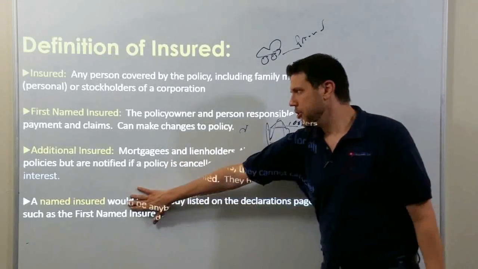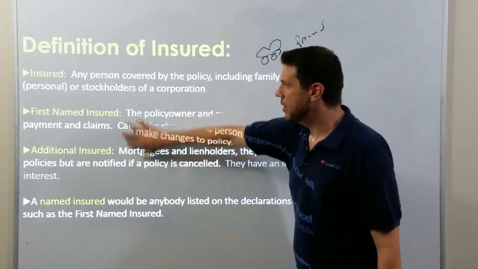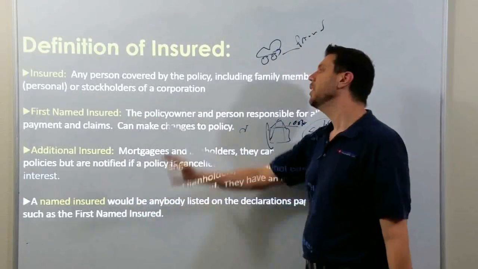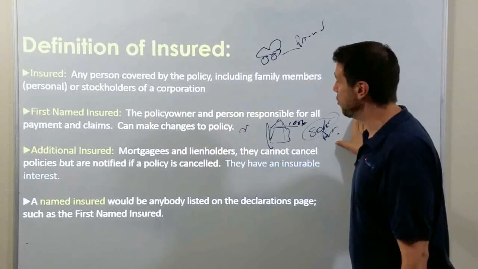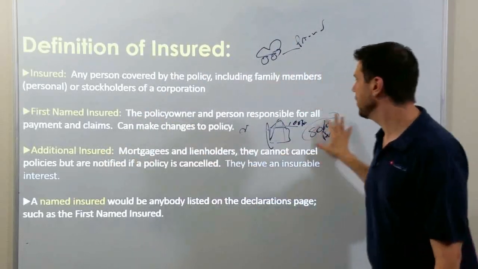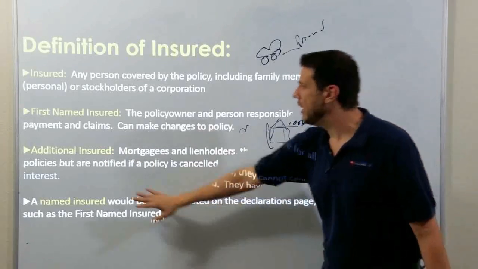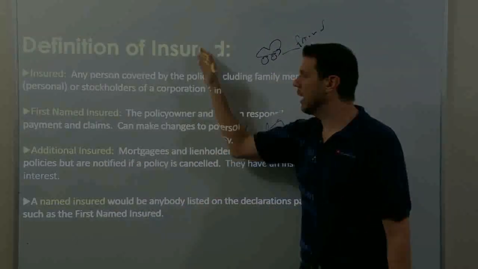A named insured is anybody named in the policy. So an insured is anybody covered. First named insured is the person who can make changes. An additional insured is like a mortgage company and lien holder. And a named insured is anybody named in the policy.